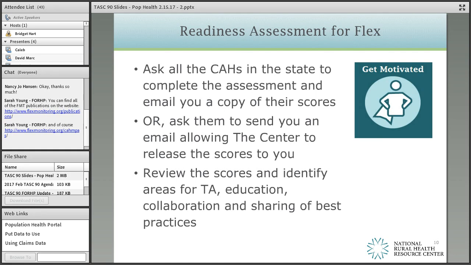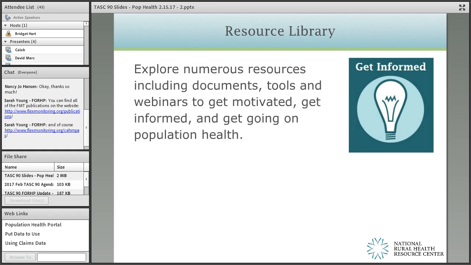So this can be, again, augmented with data from Compass, as well as the CHNAs that your hospitals are doing, or that your state office or Flex program have assisted those hospitals with doing, such as needs assessments or focus groups, as well as public health data. So it's one more piece of information to get that statewide assessment.